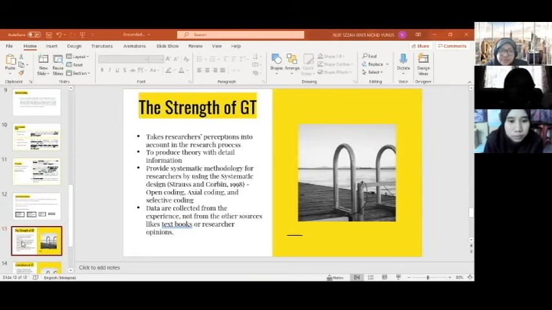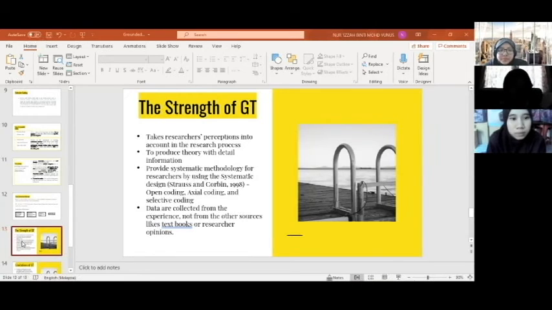The second strength is that it produces theory with detailed information. Grounded theory is conducted step by step, starting from collecting data, identifying the problem and the solutions, and lastly we develop the theory. The third one is that it provides a systematic methodology for researchers by using the systematic design according to Strauss and Corbin 1998. The systematic design consists of open coding, axial coding, and selective coding that Iza presented just now.